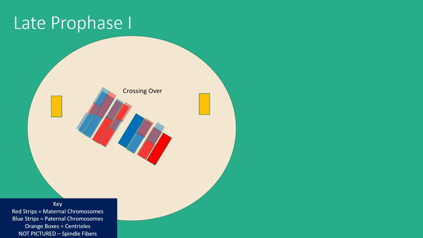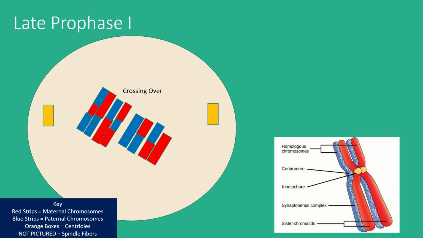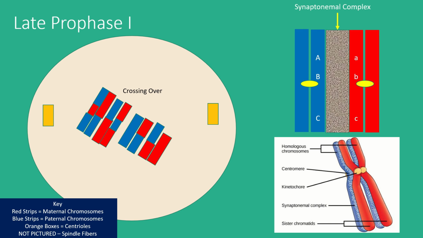Later in Prophase I, these non-sister chromatids begin to separate. The exchange or crossing over between homologous non-sister chromatids occurs. After replication, sister chromatids stay tightly joined along their entire length. When homologues synapse, two pairs of non-sister chromatids are brought close together and are held there by a network of proteins called the synaptonemal complex.